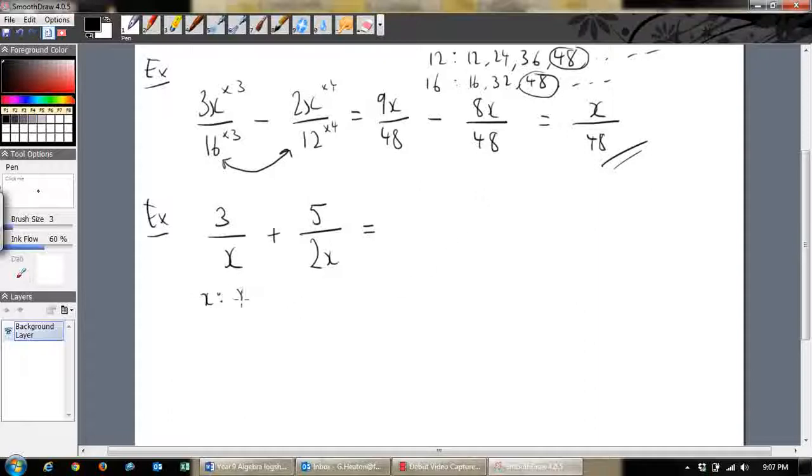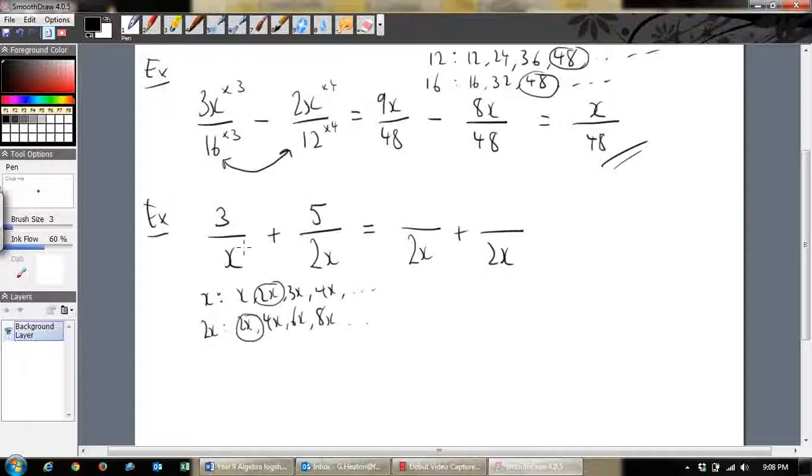What are the multiples of x? You've got x, then 2 times x, 3 times x, 4 times x. We're just writing out the times tables of x if you like. What are the multiples of 2x? You've got 2x and then 2 times 2x, 3 times 2x, 4 times 2x, etc. What's the lowest number, in quotation marks, that's in both of these? It's 2x. So what we need to do is write both of these over our common multiple of 2x.